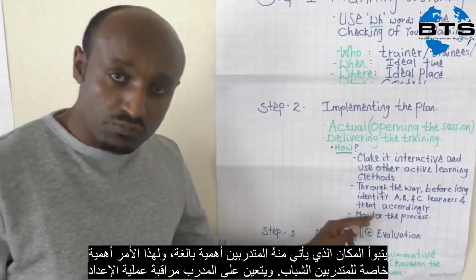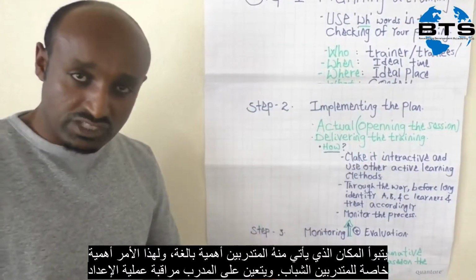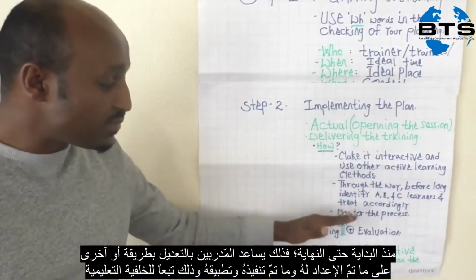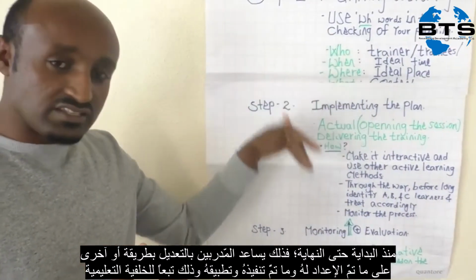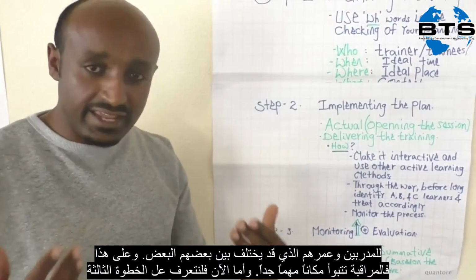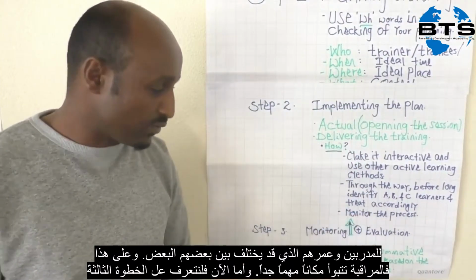Then through the due process, an effective trainer also has to monitor the process from the very time the training session has begun until the end. This helps the trainer to modify what is planned and what is implemented based on the trainees' nature, educational background, and age, which may be different. So in this case, this monitoring is very, very important.